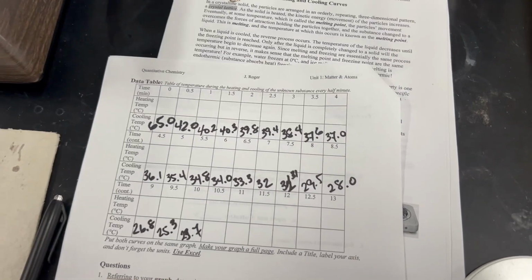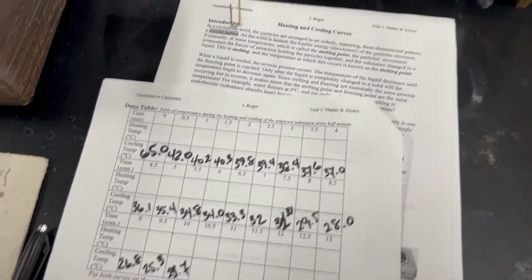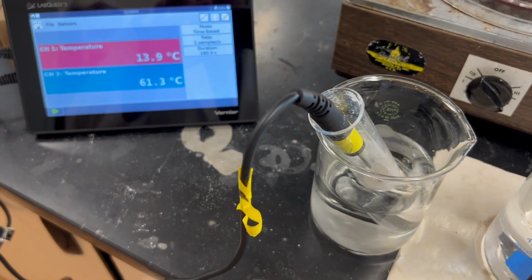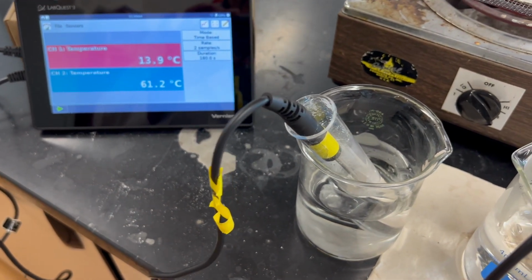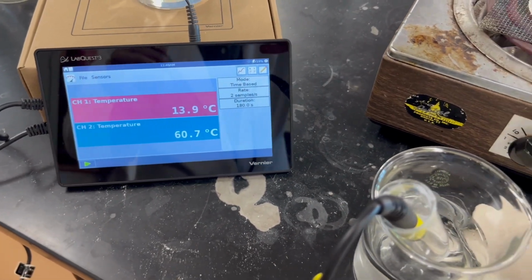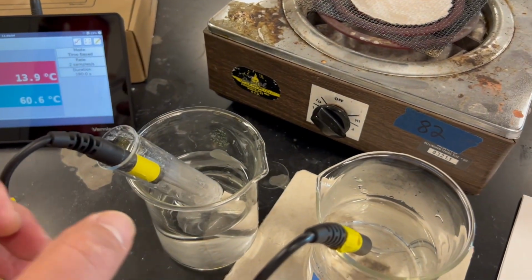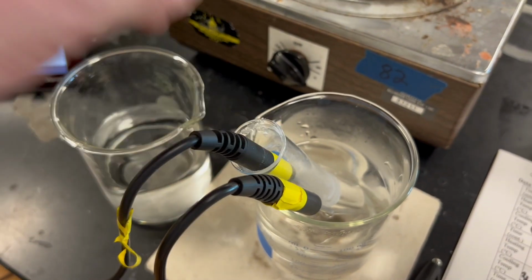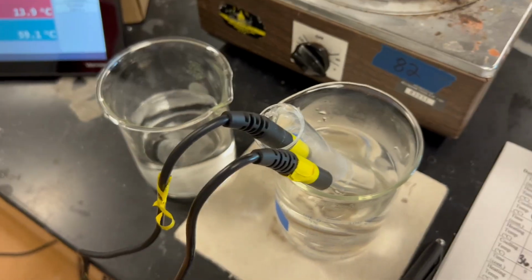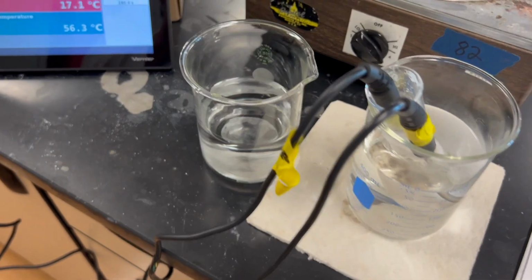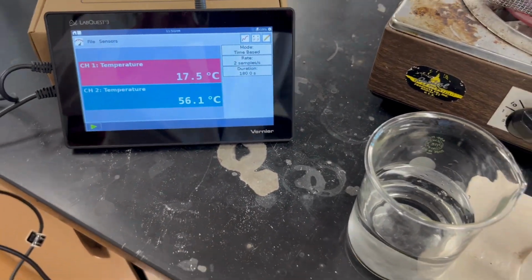All right, so the cooling curve has been completed, and now we're ready to begin the heating process. For the heating curve, we're going to start with a water bath just over 60 degrees, and we're going to try to keep it around 60. The temperature of the sample is going to be 13.9. Again, we're going to record the temperature every 30 seconds. Our initial temperature is 13.9. After 30 seconds, we are up to 17.2, and we continue.